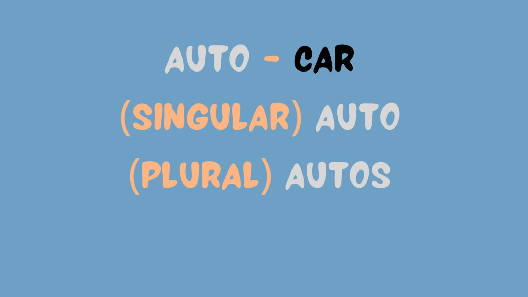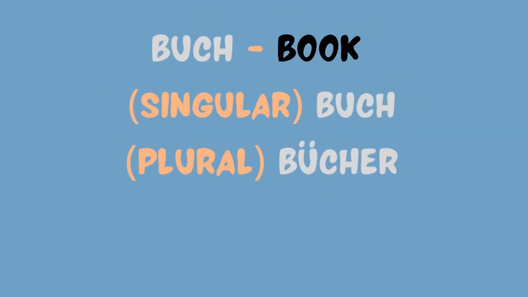Auto, car. Singular, Auto. Plural, Autos. Explanation. A noun referring to a single car, singular, or multiple cars, plural.